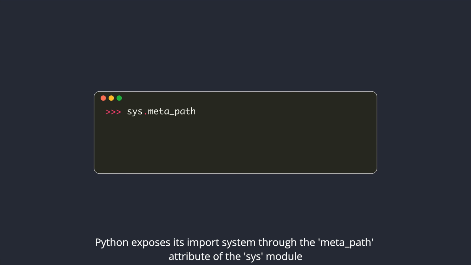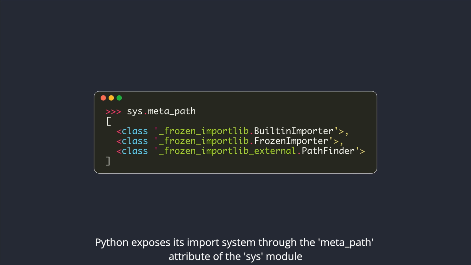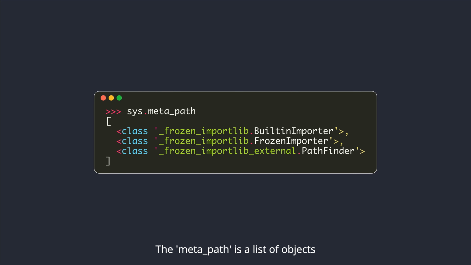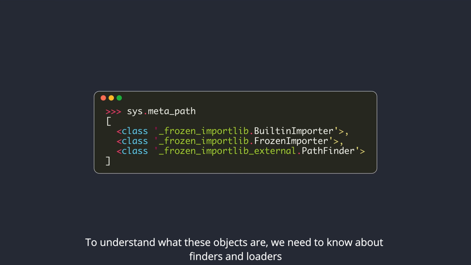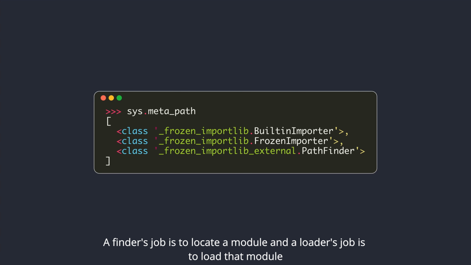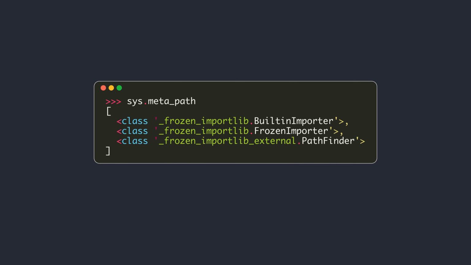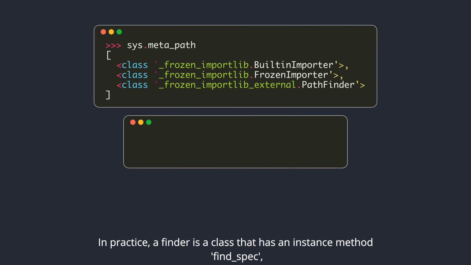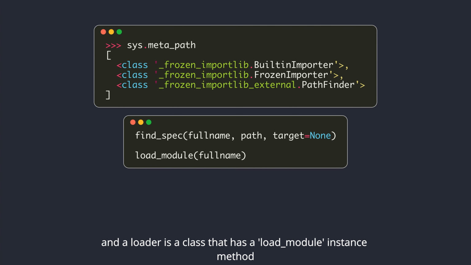Python exposes its import system through the meta_path attribute of the sys module. meta_path is a list of objects. To understand what these objects are, we need to know about finders and loaders. Python's import system has two conceptual objects called finder and loader. The finder's job is to locate a module, and a loader's job is to load that module. In practice, a finder is a class that has an instance method find_spec, and a loader is a class that has a load_module instance method.